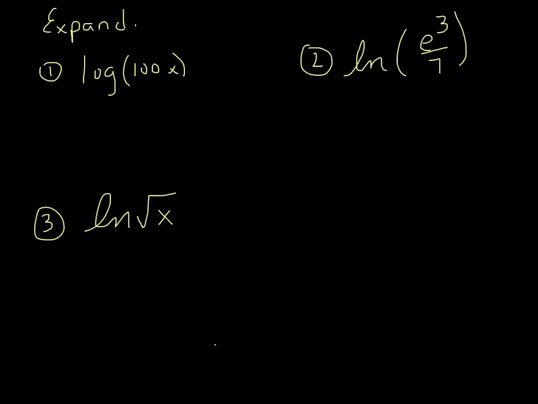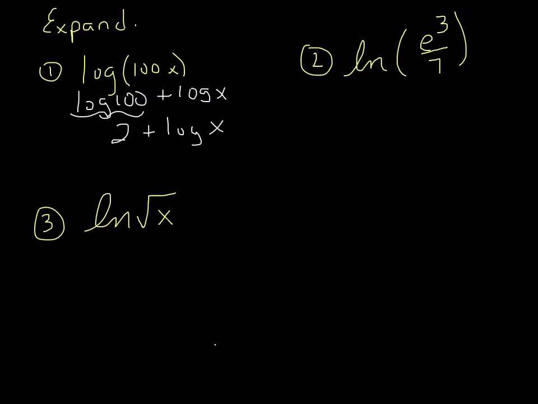So if we look at these examples, okay, number 1, we want to expand the log of 100x. Well, 100x is a product. It's 100 times x. So we'd write that as the log of 100 plus the log of x. But this log is base 10, and log base 10 of 100 would actually be 2. So this simplifies to 2 plus log of x.